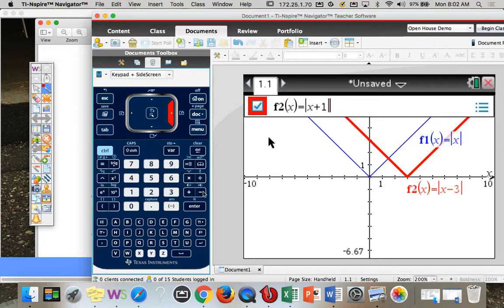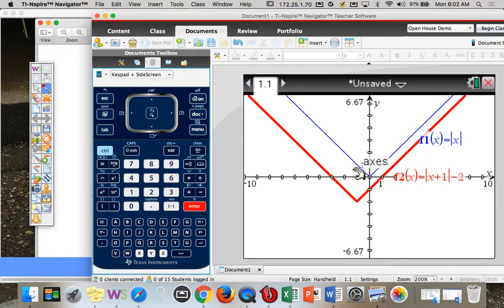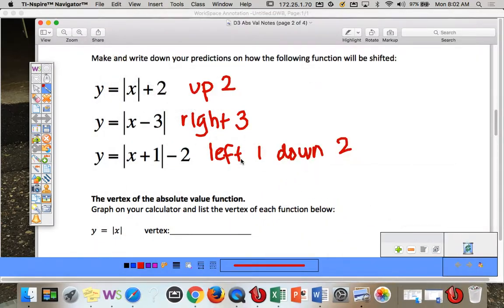And down 2, minus 2. And it does go left 1 and down 2. So now let's calculate the vertex. We know that for the absolute value of x, the vertex was at 0, 0.